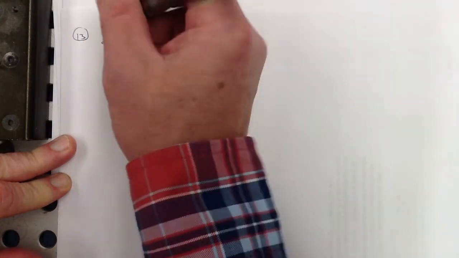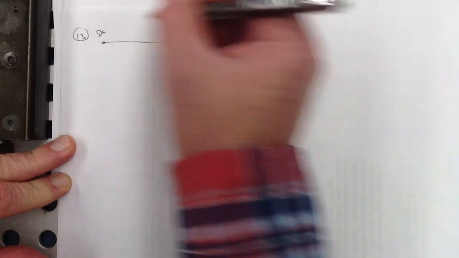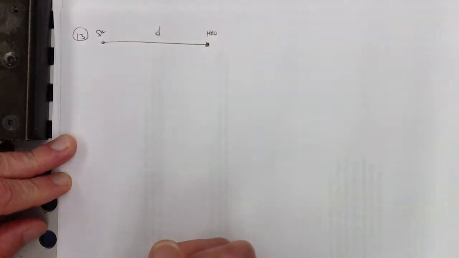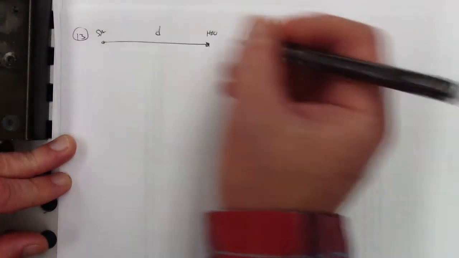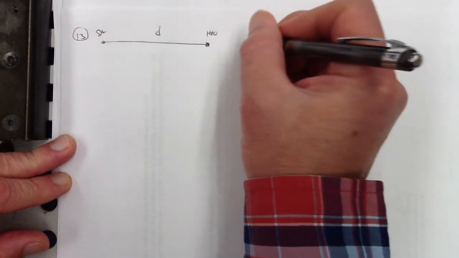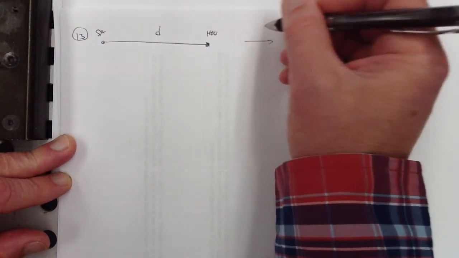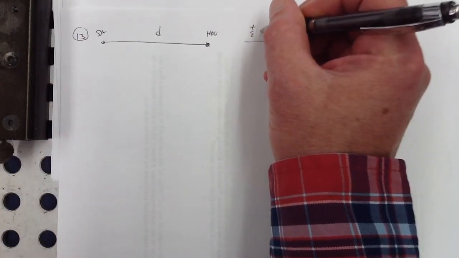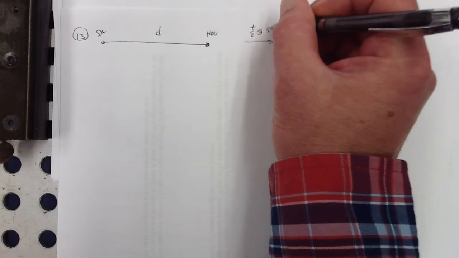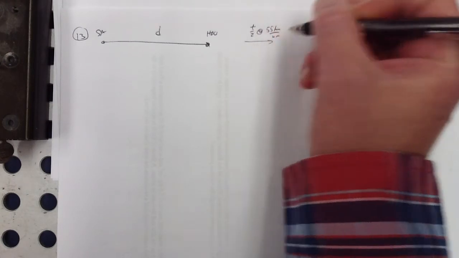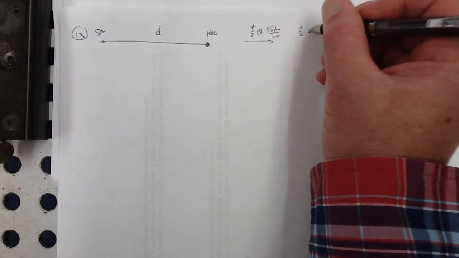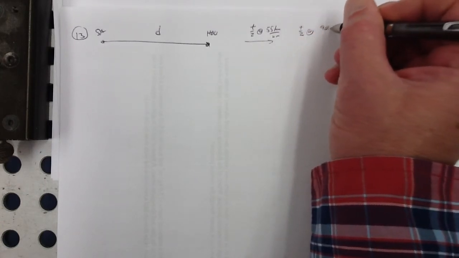A dot there. So this is San Antonio, and this is Houston. Let's just call this distance d, some distance d. So on the way there, you take half the time at 55 kilometers per hour, and then the other half the time at 90 kilometers per hour.